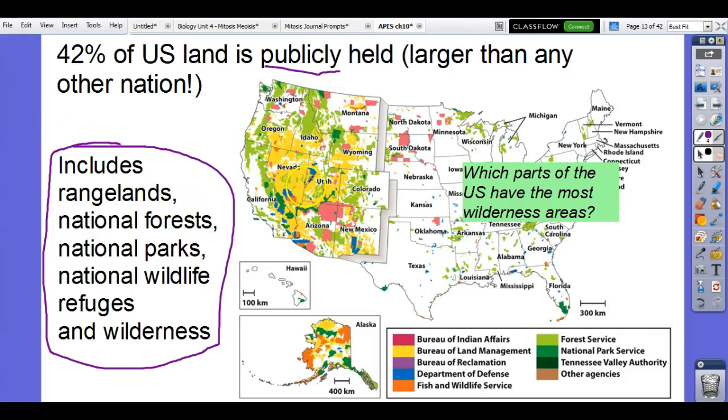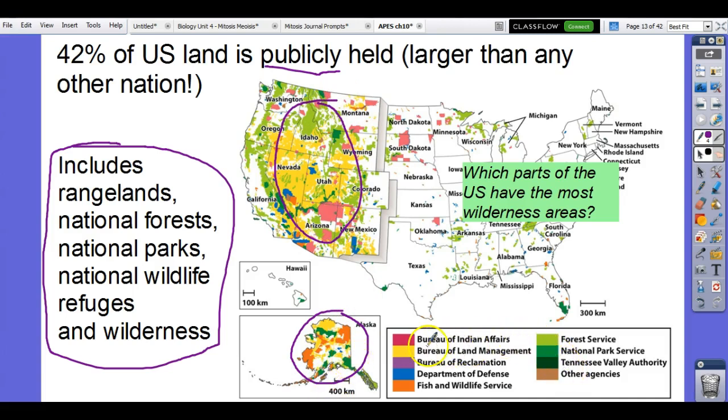So if we look at this, which parts of the U.S. have the most wilderness areas, right? So the most protected areas. We can see Alaska, and we can see the West. So there's a lot in the West, and there's a lot in Alaska, all right?